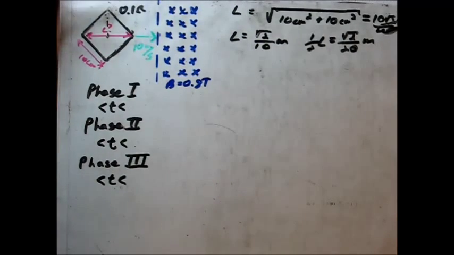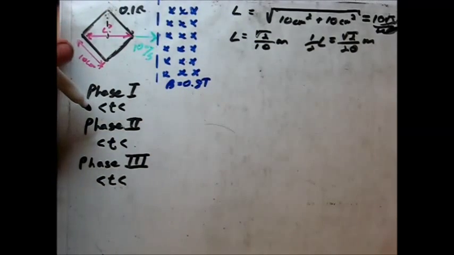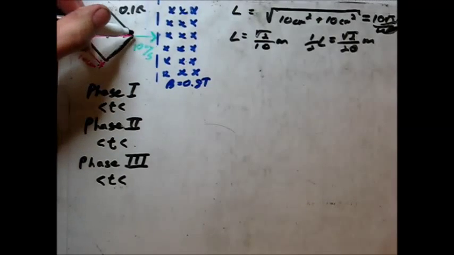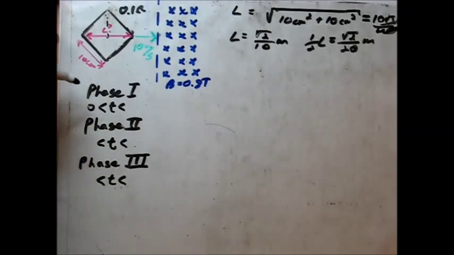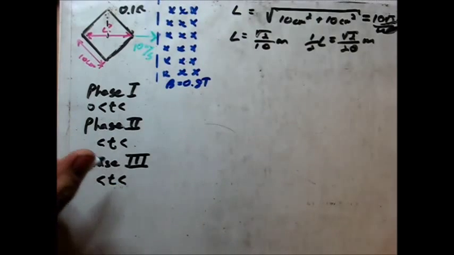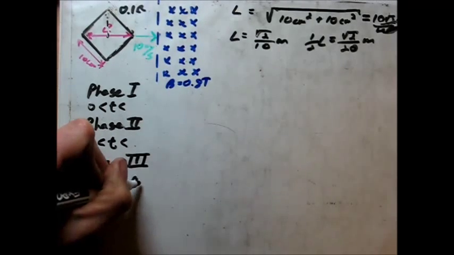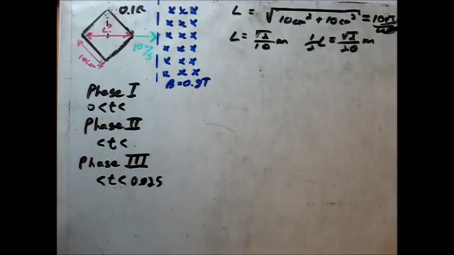So we need to define our boundary conditions. We know that 0 would be the beginning, right when that hits the boundary, and then we know we're going to stop at the very end of this whole thing at 0.02 seconds. But what happens in between?